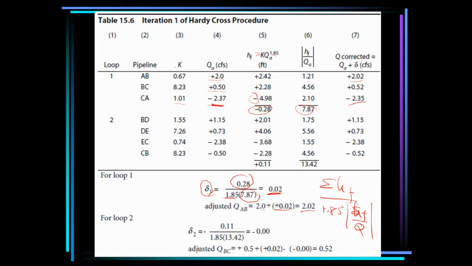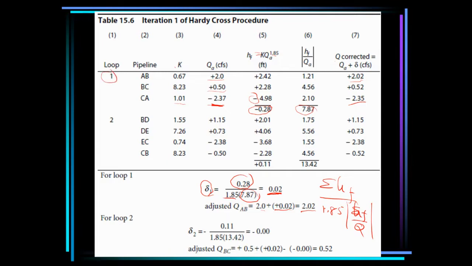So we will be correcting the flow until this value becomes extremely small. Although it is already small, sometimes we can make it smaller, okay? And sometimes it doesn't become so small at the beginning. It may be higher than this value at the beginning. Okay, so that's why it is an iterative procedure. You have to repeat. This is just for loop 1.